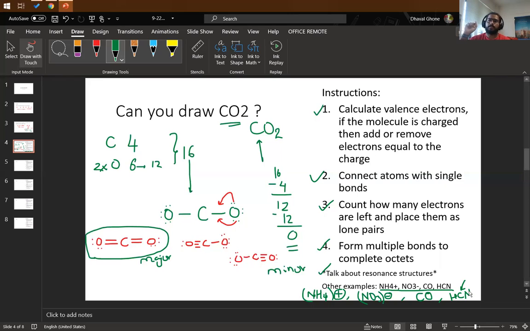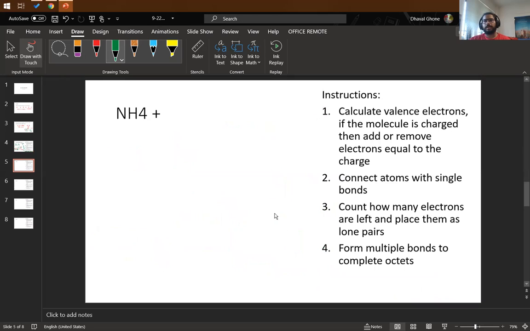I would say, pause the video now, try practicing, have practice drawing all these molecules on your own with the 4 steps, and then come back to the video and see how I solved them and make sure you did it the right way. Okay, so pause the video now and do it. I'm going to move on. Hopefully you pause and actually practice it.